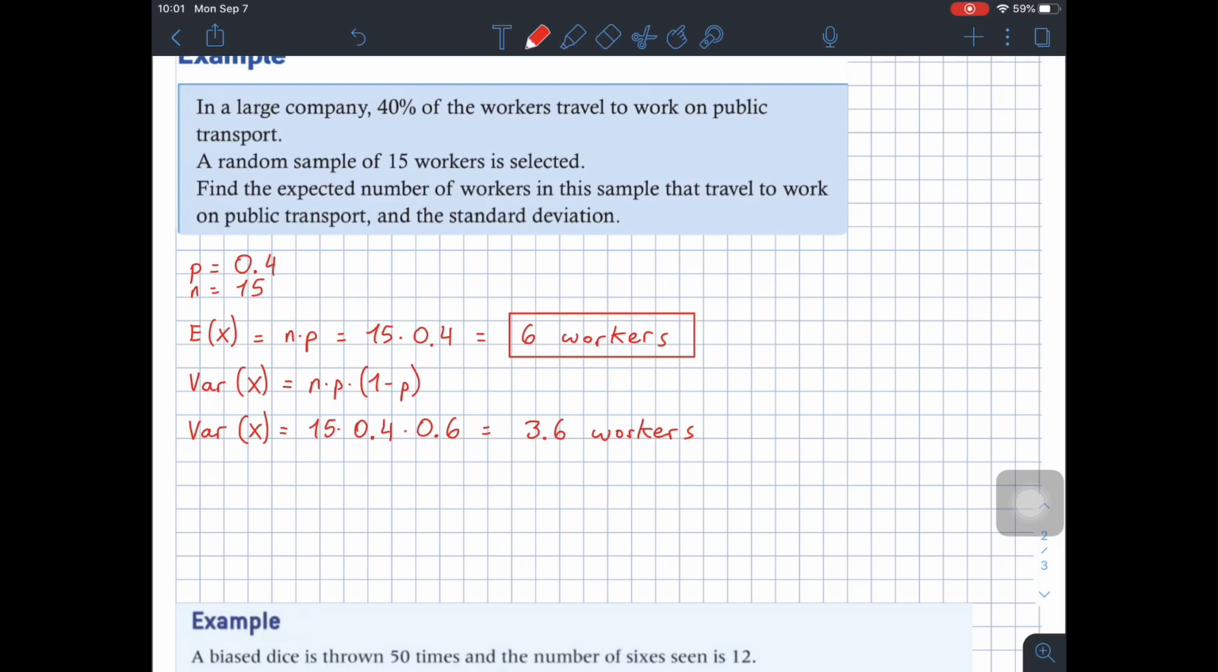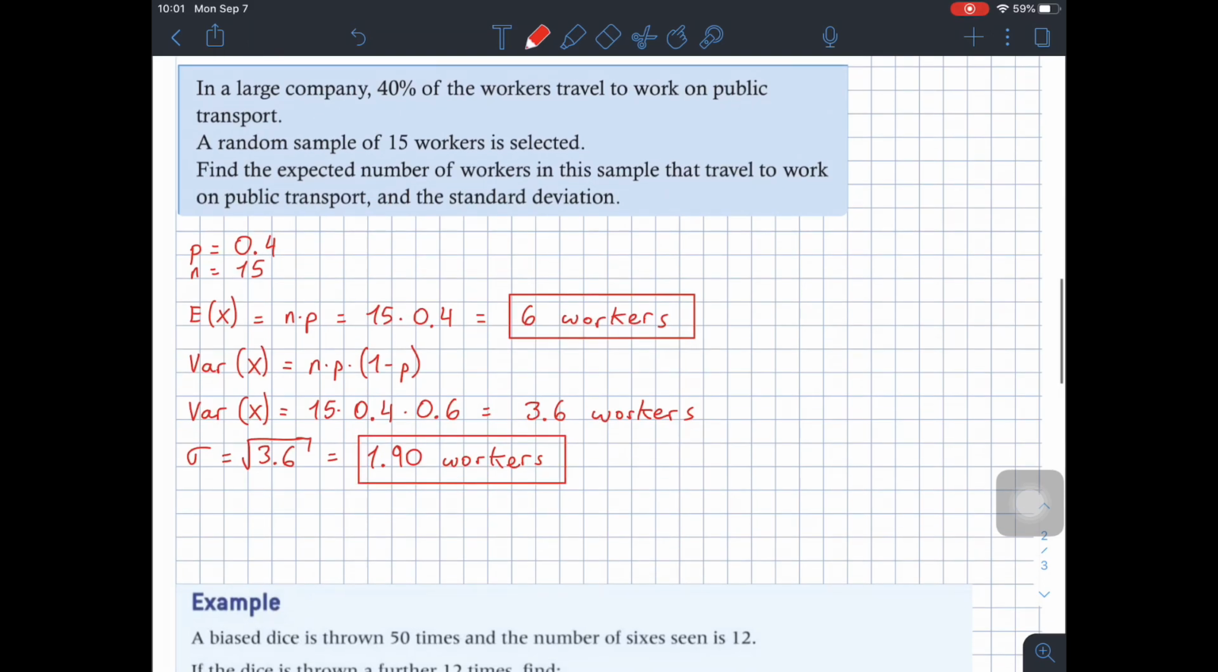So if I want to find the standard deviation, which is sigma, I just need to take the square root of this number, square root of 3.6, and this gives us a result of 1.90 if we round it to 3 significant figures. Okay, so this would be the standard deviation. Now, what does this standard deviation mean? It means that the standard deviation is an average of the difference from the mean value, right? So if I repeat this experiment multiple times, I won't be getting 6 workers every time, right? Just as I told you before.